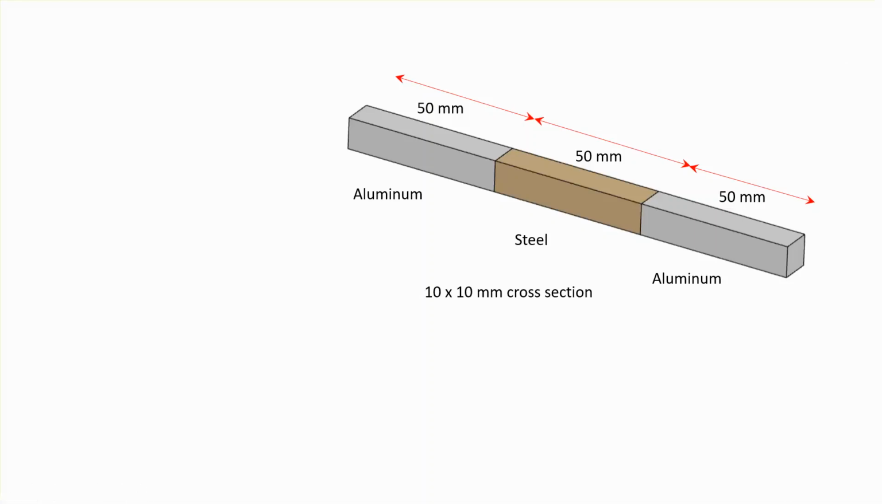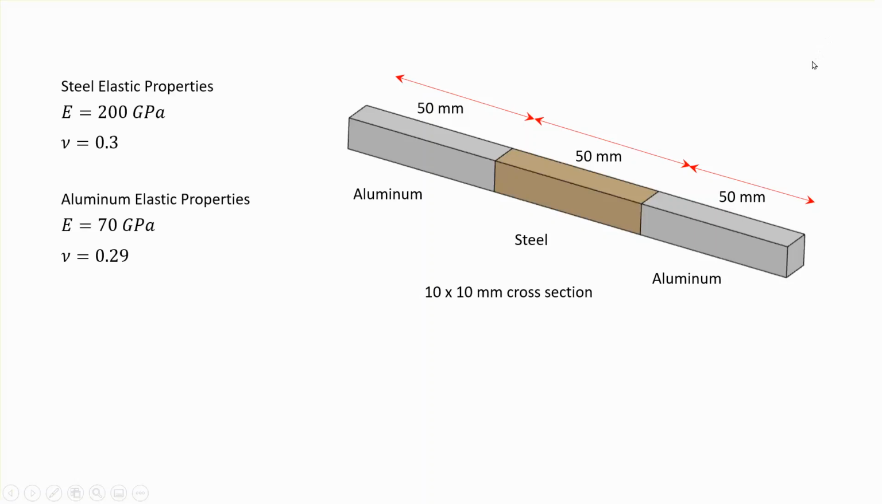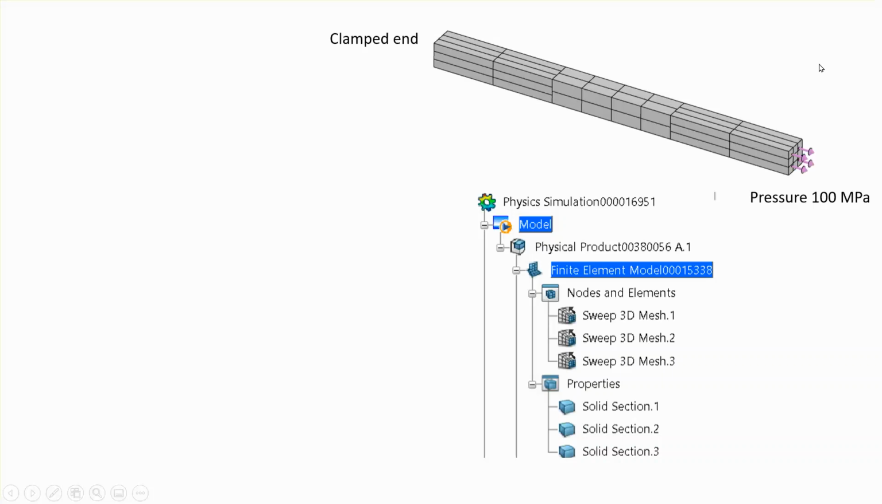Suppose the geometry is very simple. Suppose we have three blocks like that, which are somehow perfectly bonded together: aluminum, steel, aluminum. The dimensions are given there, and the elastic properties of steel and aluminum are given here. So we're going to model this as an assembly of three parts: aluminum, steel part, and aluminum part. One end is clamped and the other end is subjected to a pressure of 100 MPa. Now we are assuming that these interfaces are perfectly bonded, and that's where the name tie comes from.